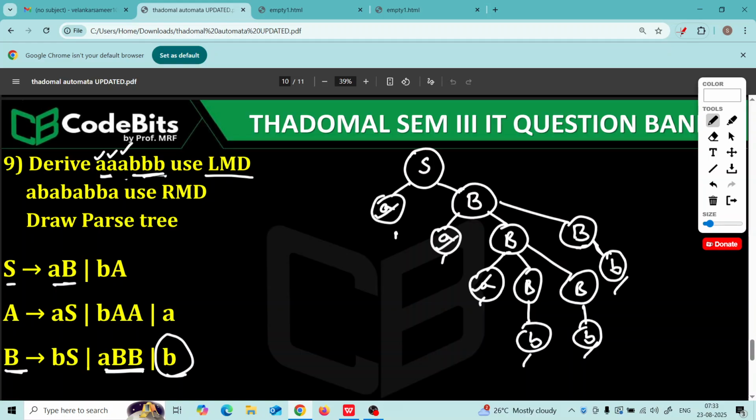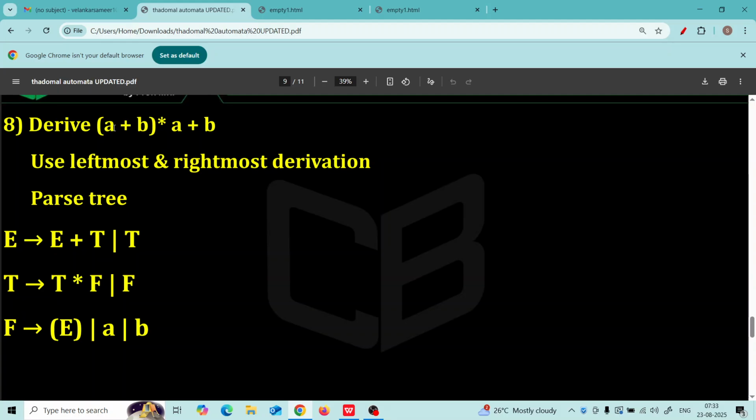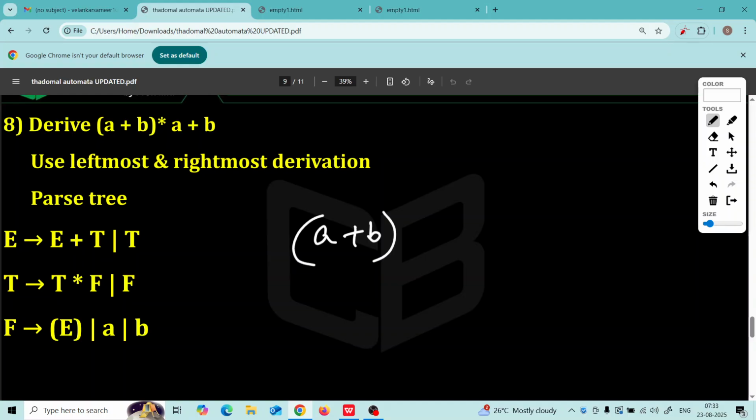Now I have one more question here, rather it is asked in your test sequence, that we want to derive this string: a plus b in brackets, and this star is multiply, not raised to, it looks like raised to, into a plus b. This is the string I want to derive from this grammar. They have asked for leftmost derivation, rightmost derivation and parse tree. So there should be three answers, correct? Three answers must be there.